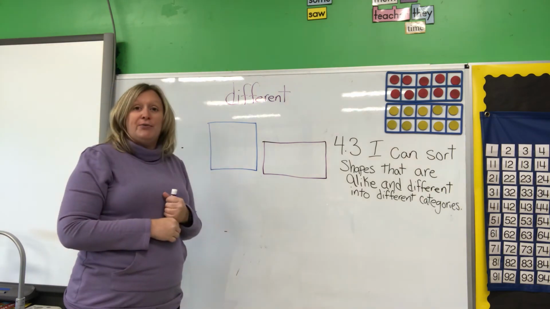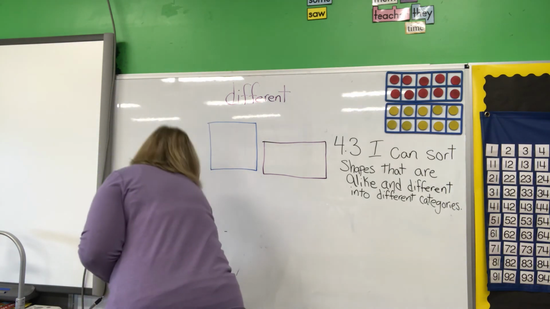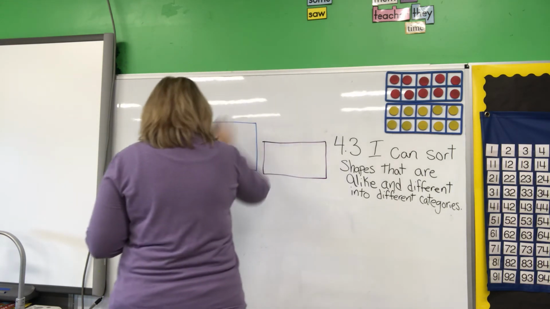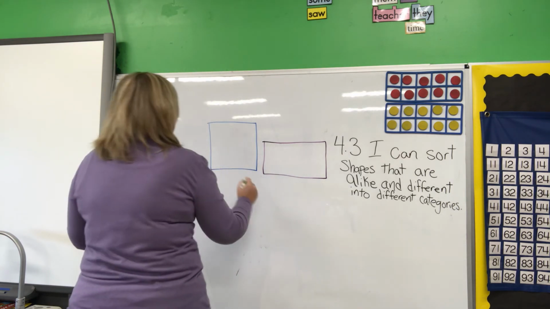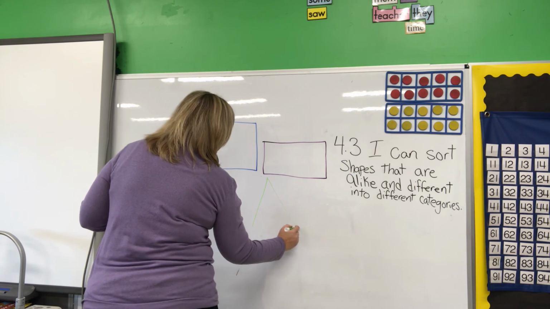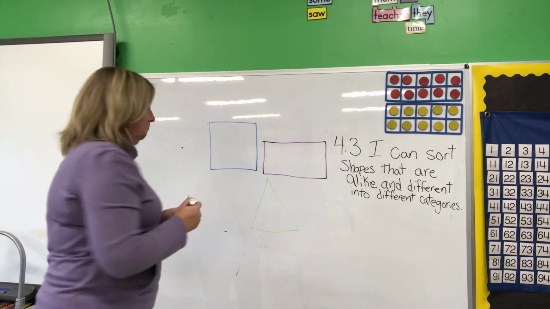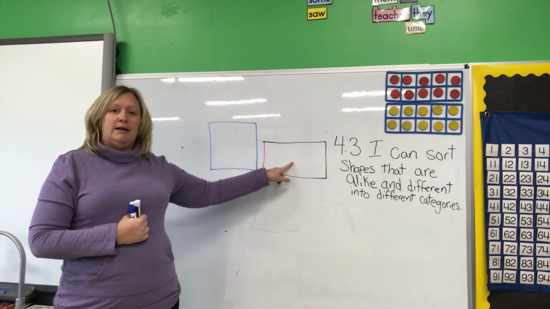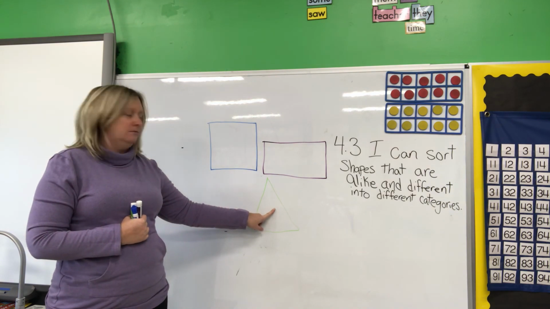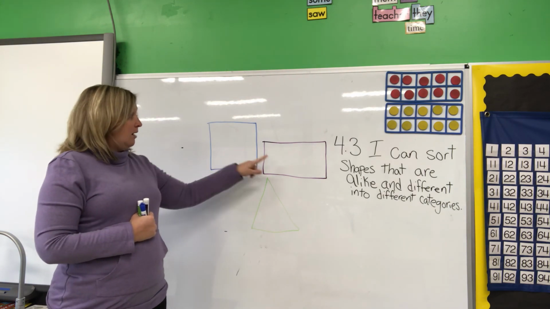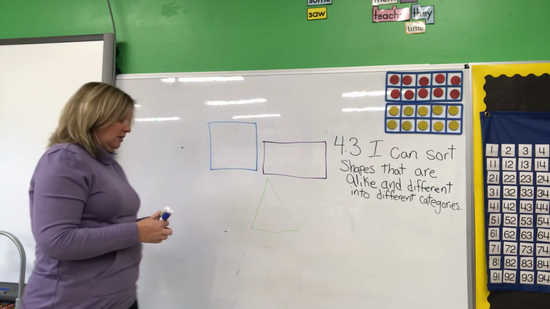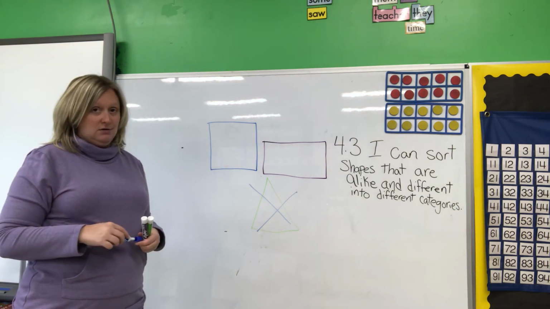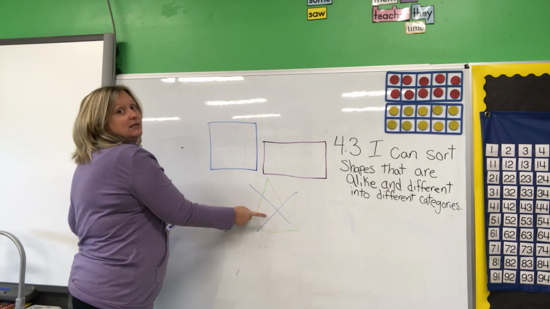Now, I'm going to draw 3 shapes on the board, and you're going to help me with the one that does not belong. Which one does not belong? I have a square, a rectangle, and a triangle. Okay? Now, my square and my rectangle both have 4 sides. So on this one, my triangle doesn't belong because it only has 3. My triangle only has 3 sides.